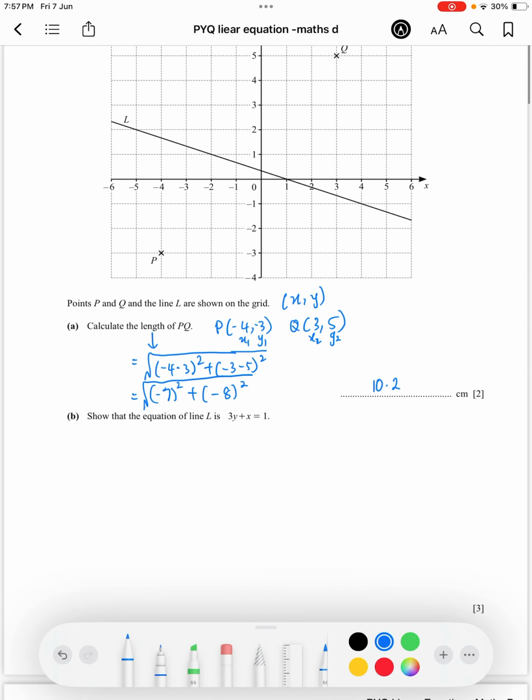Show that equation. Remember, do not worry about the question "show that". So what's the EQ here? The EQ here is, what is the equation of L? To find the equation of L, we need to find the gradient first. For the gradient, either you refer to your kernel and use the 2 points, or you can use rise over run. Here I'll use rise over run.